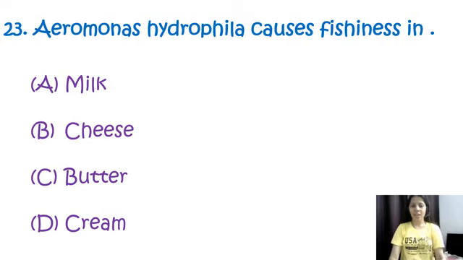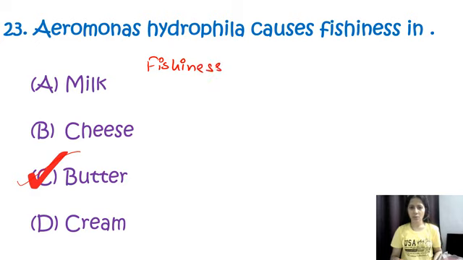Question number 23. Aeromonas hydrophila causes fishiness in, so the options are milk, cheese, butter or cream. So over here the correct option is C, that is butter. Butter may gain such a flavor from the absorption of flavor developed during microbial growth. So basically this fishiness is caused by the organism Aeromonas hydrophila.